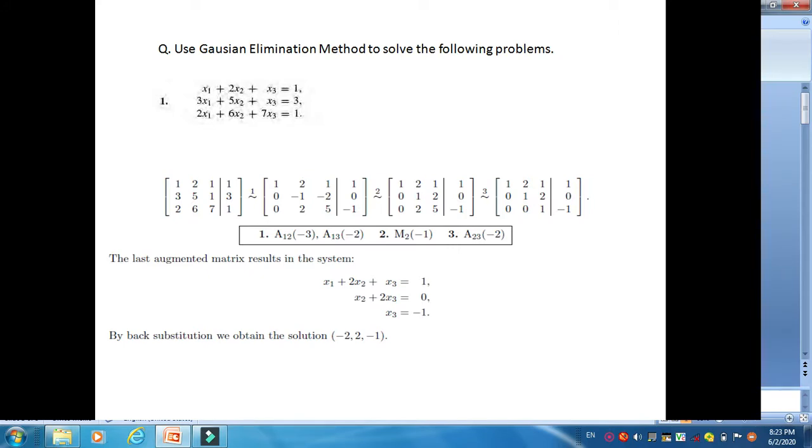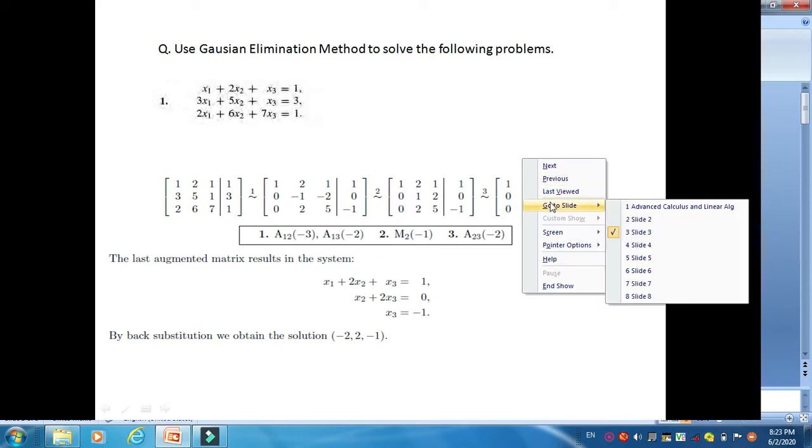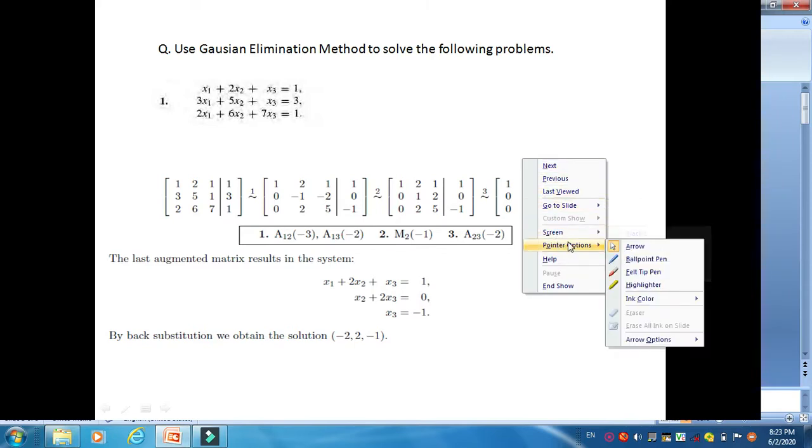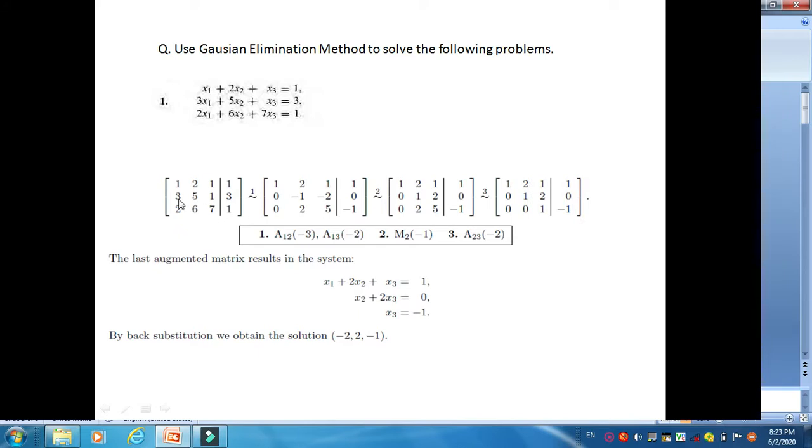First we write that system of equations into matrix form. That matrix is known as the augmented matrix. So you see here, that is the first matrix: 1 2 1 1, 3 5 1 3, 2 6 7 1. So that is the augmented matrix.